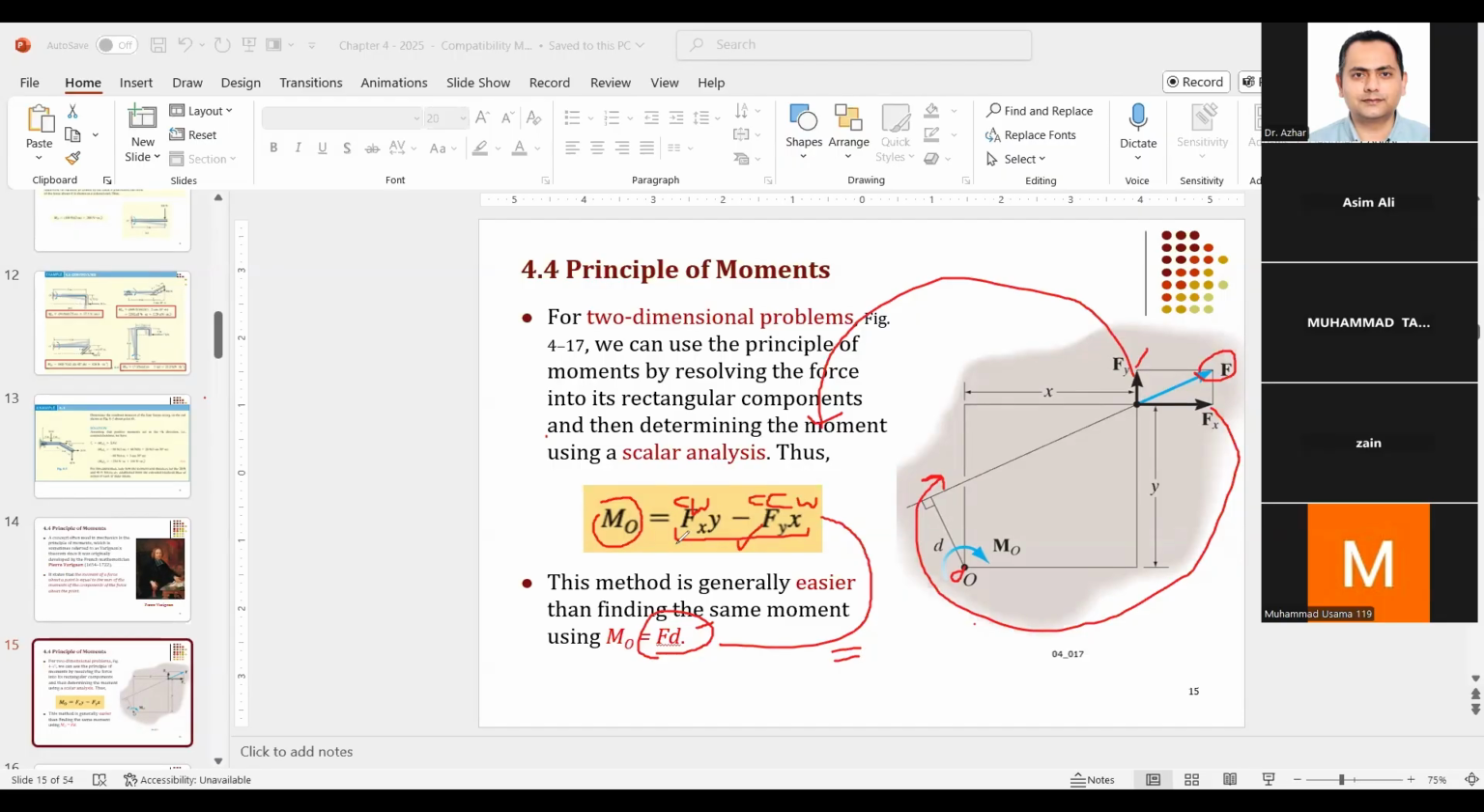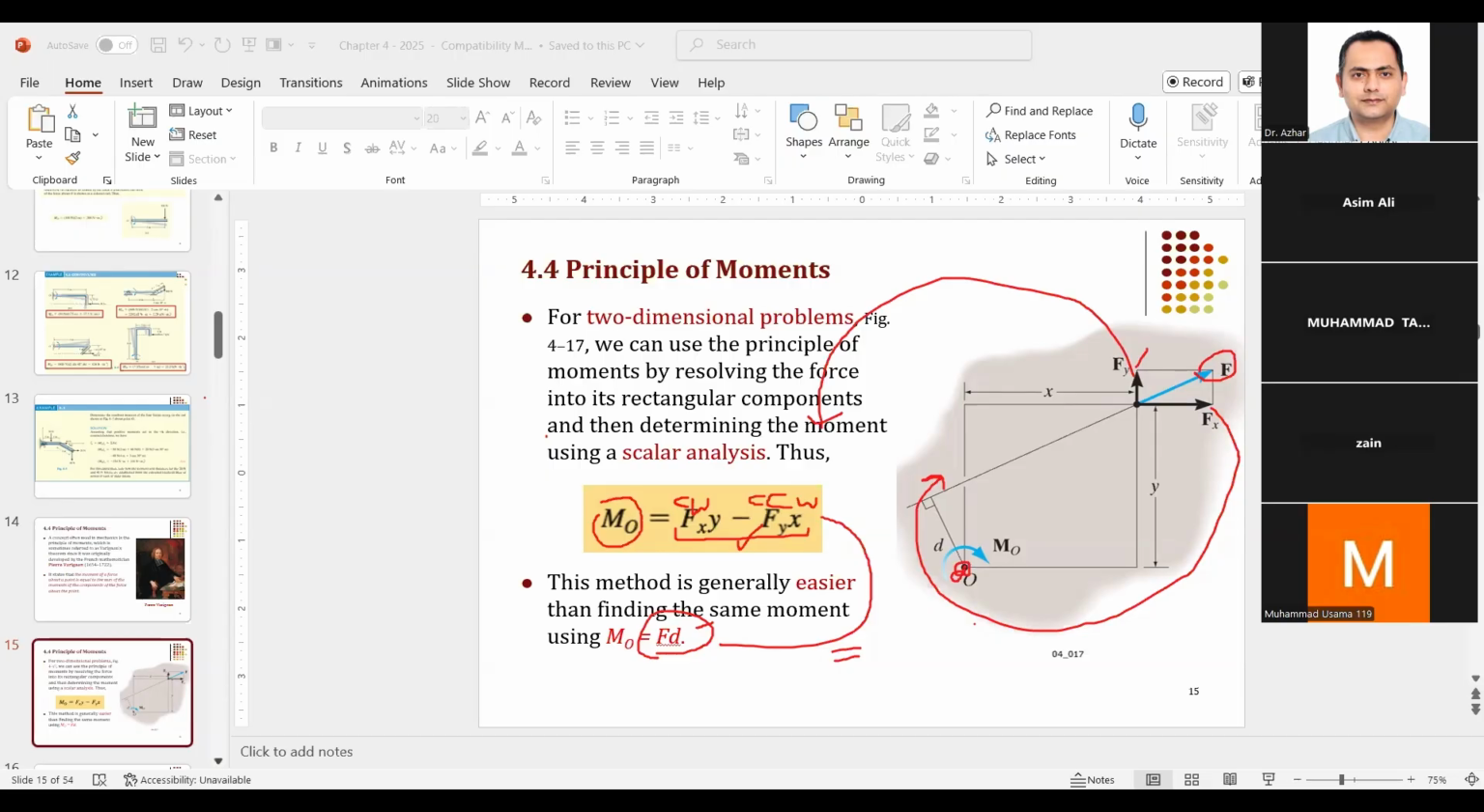Ahmed is asking if point means the moment axis. Yes, when we say point, this actually means the axis which is passing through this point O. So there is an axis perpendicular to the plane of the slides which is passing through point O. The moment is about that axis. But it is a common practice that instead of saying moment about an axis, we say moment about the point. So it's easier to say. That's the only thing.